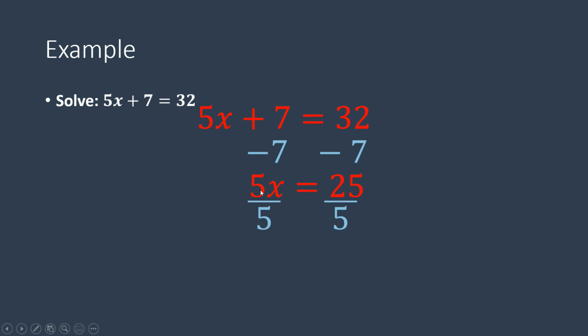Then you want to divide the coefficient off, which here is 5, so we're going to divide both sides by 5. 5 divided by 5 is 1, and 1 times x is x. So that's what you're doing here. You're trying to get 1 in front of the x. And then 25 over 5, or 25 divided by 5, is 5. So your solution is 5.